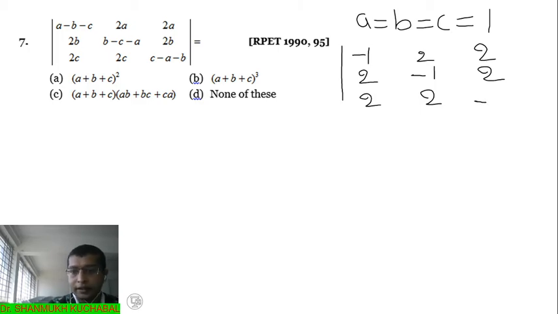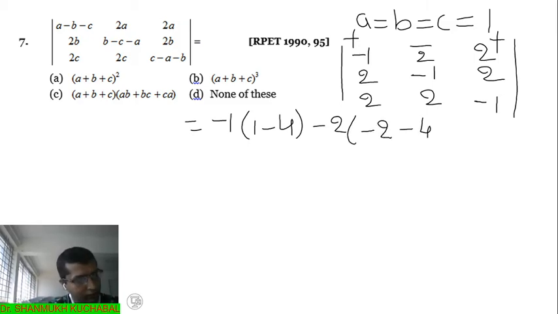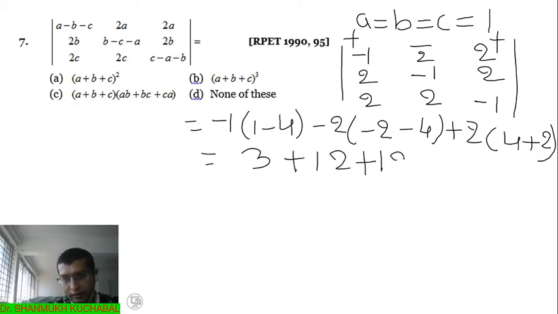2, 2. It is a minus 1 here. We expand this, plus minus plus. So with this minus 1, 1 minus 4, minus 2, minus 2, minus 4, right? So plus 2 outside, we get a 2 to, so 4 plus 2 here. Okay, so we get this as plus 3, right? 4 minus 2 minus 6 into 2 plus 12, and here also we get a plus 12 here.